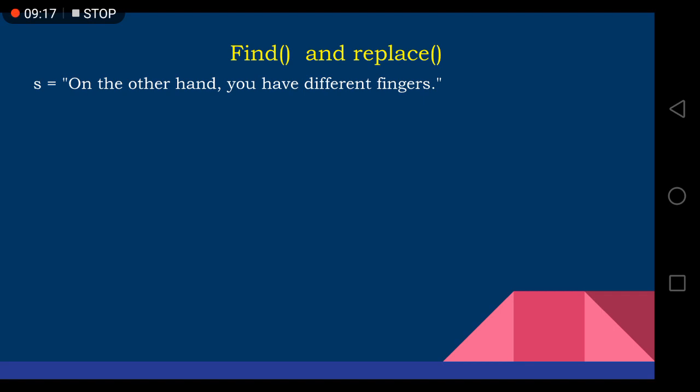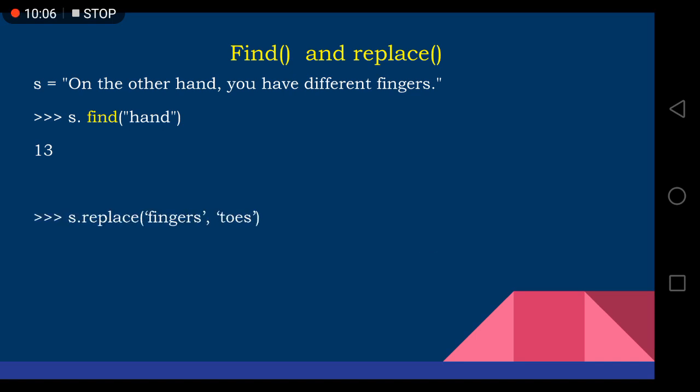Then we have find and replace. As I told you, find is to find some word, and replace is to interchange that found word with some other word. So the text given is s is equal to "on the other hand you have different fingers," and we are going to apply the function find. So s dot find of hand. What it means is we are going to find the word hand. It will find the position of hand, which is 13. That means it will count the number of characters. It starts from position 0, so O is in position 0, n is in position 1, space is position 2, t is in position 3, and so on. Likewise, h comes in the 13th position. That is the find function.